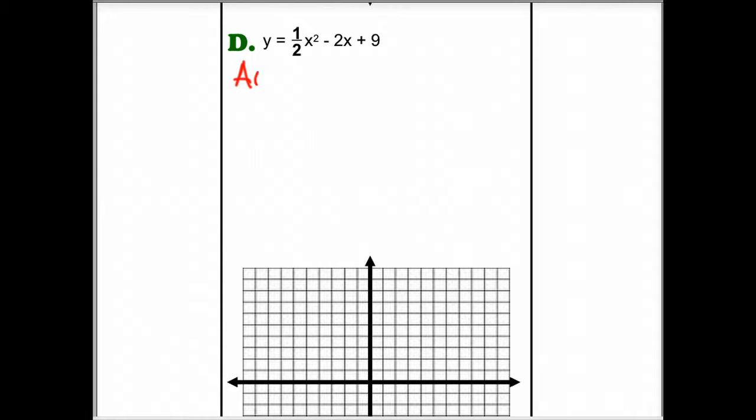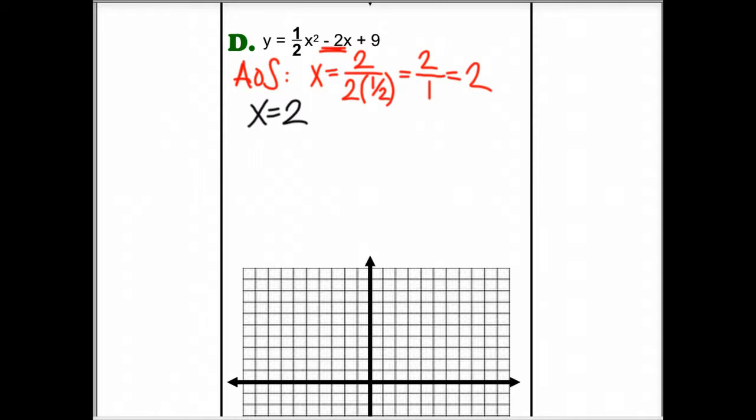Starting with the axis of symmetry, we're going to put in x equals the opposite of b, so +2 over 2a, which is 1/2. 2 times 1/2 is 1. 2 over 1 is equal to 2. My axis of symmetry is x equals 2.